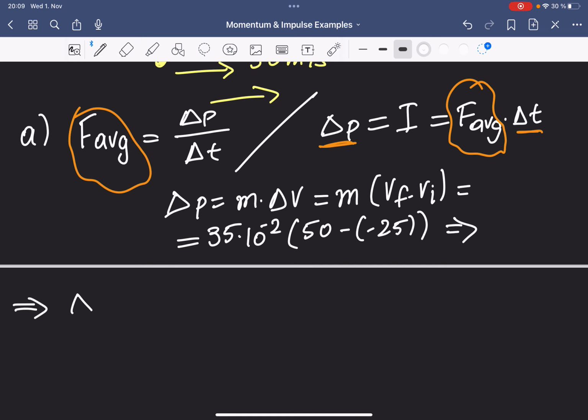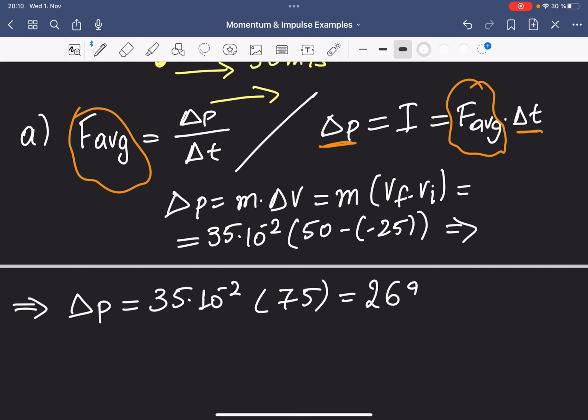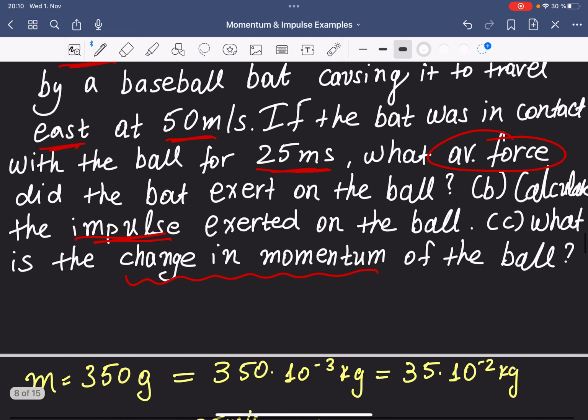And if we do not make the mistake at this point here, then we'll hopefully end up with the right result. So this is 50 minus minus 25. It's going to be 50 plus 25, that's 75, and 35 times 75 is going to be 2,625 times 10 to the minus 2 kilograms meters per second, and that's the change in momentum for A.